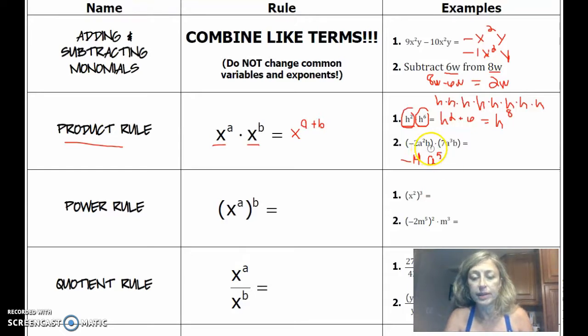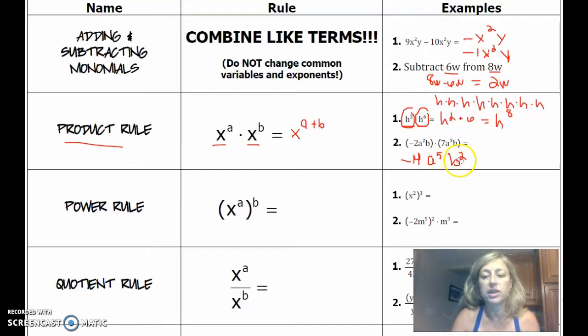Now this b and this b are the same. They have the same base. I don't see an exponent. If there's no exponent, we know it has a 1 for an exponent because there's just one b. So that means I have b to the 1st times b to the 1st, and that's b squared. So my answer here is negative 14 a to the 5th b squared.